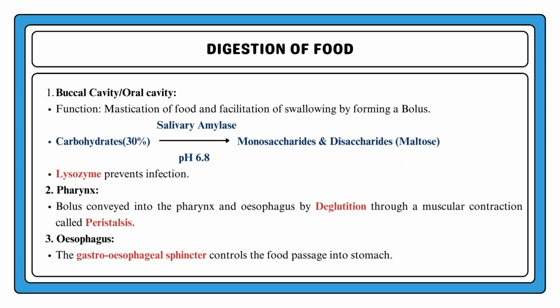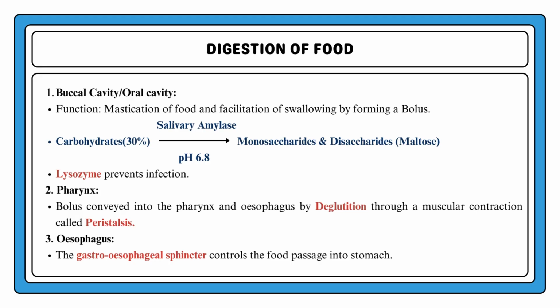Until now we saw about the alimentary canal and digestive glands of the digestive system in detail. Now we are going to see how the digestion of food happens in our digestive system. First, when we swallow food through the mouth, it enters the buccal cavity. The main function of the buccal cavity is the mastication of food and facilitation of swallowing by forming a bolus.